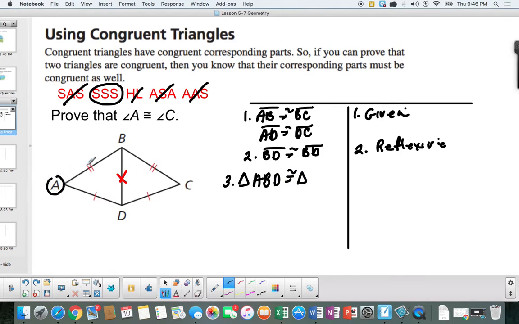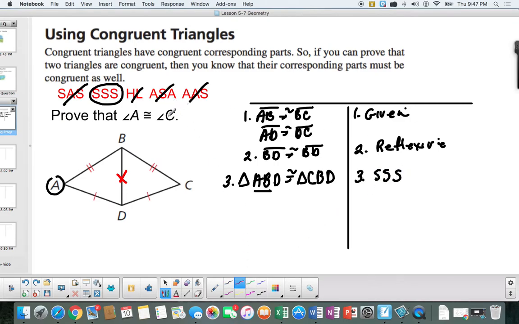Angle A is between the 2 and the 1 tick mark, so it goes with angle C, which is between the 2 and the 1 tick mark. And then I see AB, and it has to go with BC. Well, since C is already here, I'm going to have to put B in that second spot, and the only other letter to work with is D. And remember, our plan is SSS.